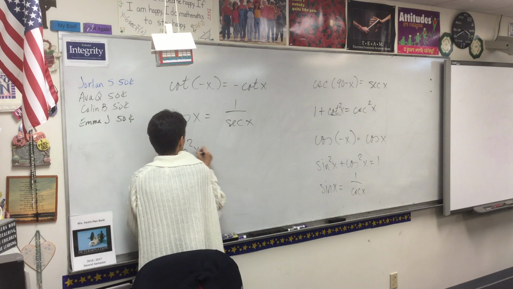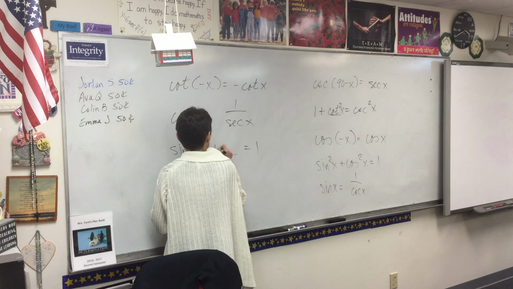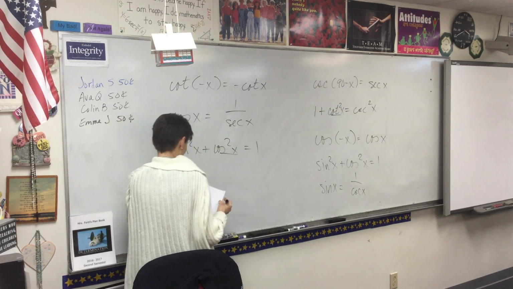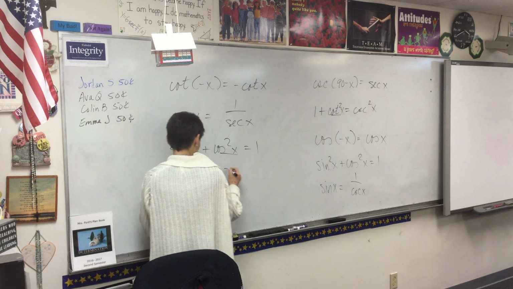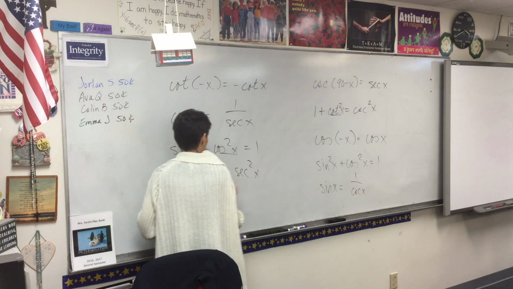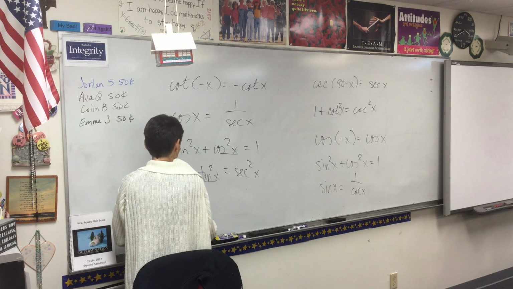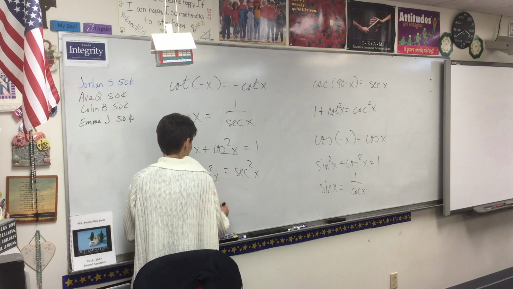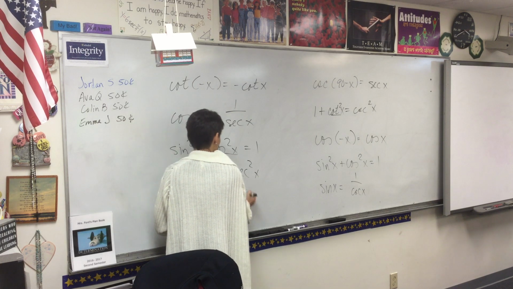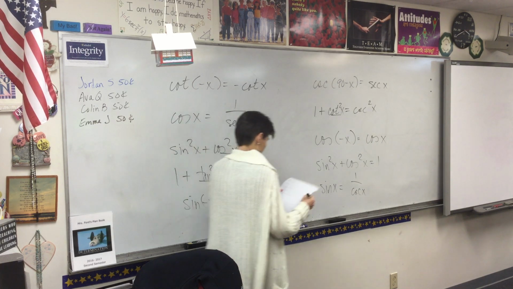Sine squared plus what is 1? Cosine squared. 1 plus what is secant squared? Tangent squared. Sine negative x, what happens to the negative? Negative sine, exactly.